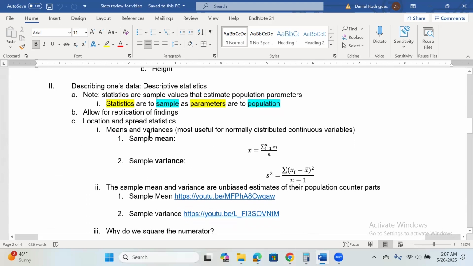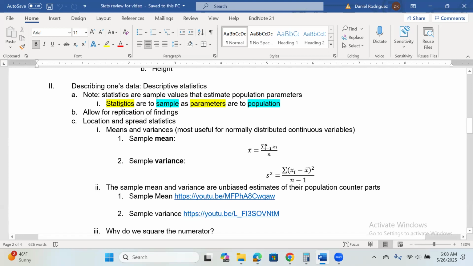We use descriptive statistics to describe our data. So in all papers that you read, generally the first thing you'll see is a descriptive statistics table: mean, standard deviations, frequencies, etc. You need that so that we can replicate our findings so other researchers can do the same thing. Replication is key in research.